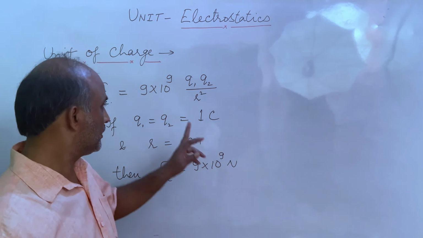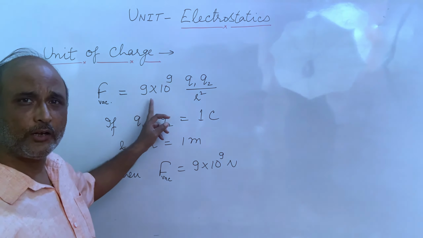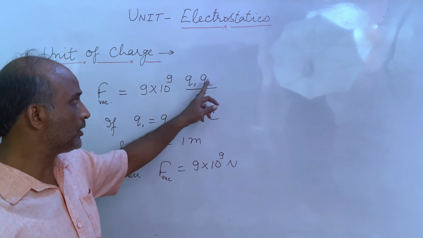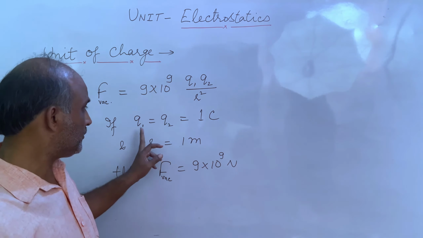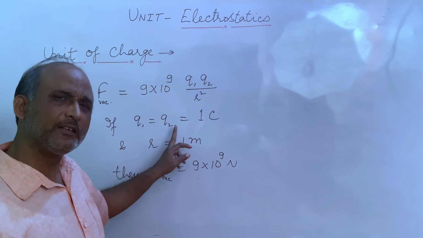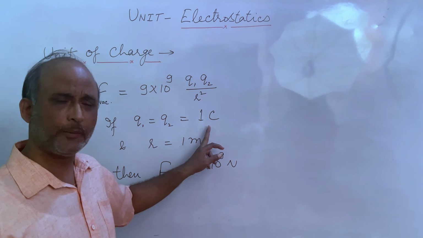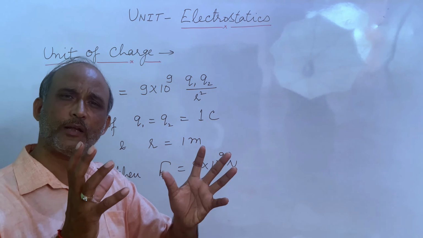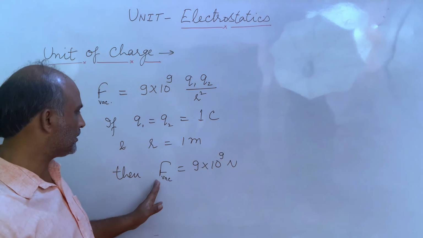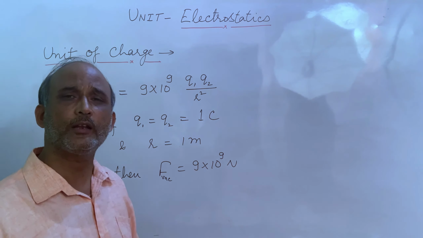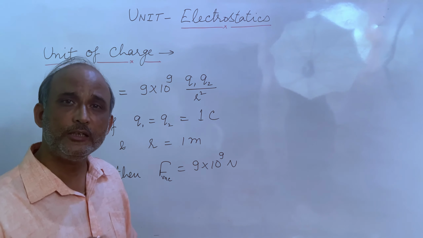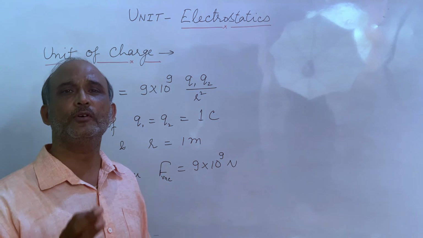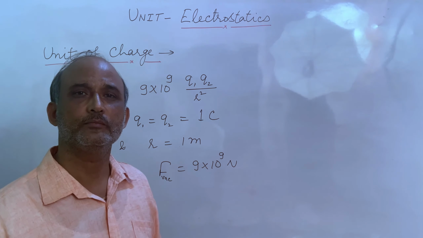Okay? Here the formula is 9 into 10 raised to power 9 Q1 Q2 upon r square. If Q1 is equal to Q2, say 1 coulomb, and r is 1 meter, so they are separated by 1 meter distance and exert a force of 9 into 10 raised to power 9 Newton, then each charge will be of 1 coulomb. Okay?